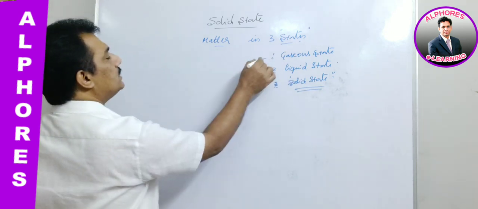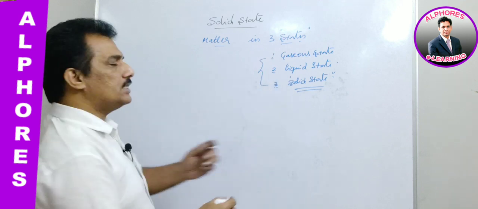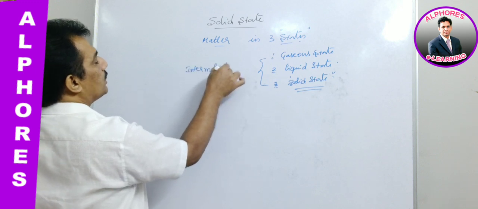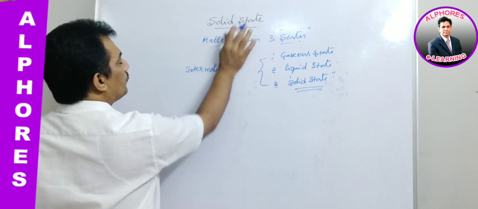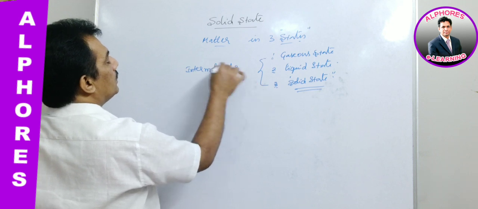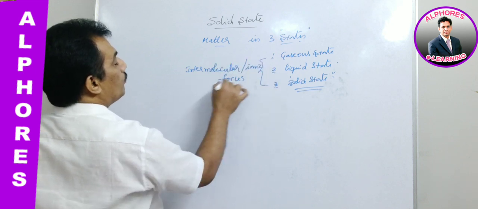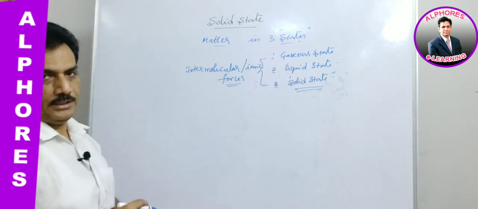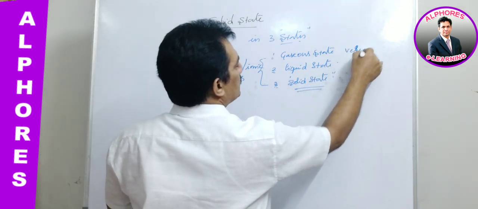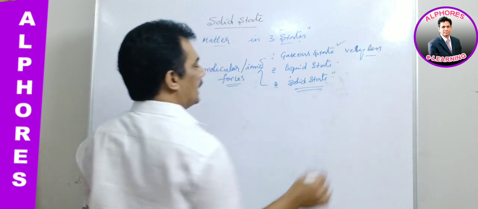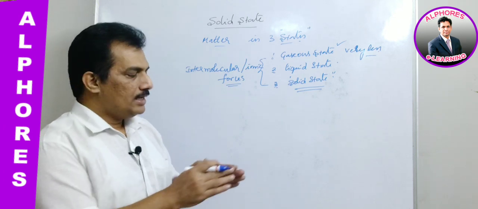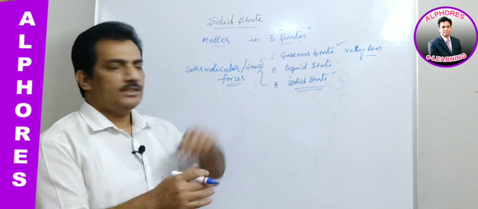Simply, in a single word, we can say that intermolecular or ionic forces are responsible for these different states. Intermolecular forces are very less, almost negligible in the case of gases. That's why the molecules exist far apart from each other. Clear? And when they are far apart from each other, they exist in gaseous state.